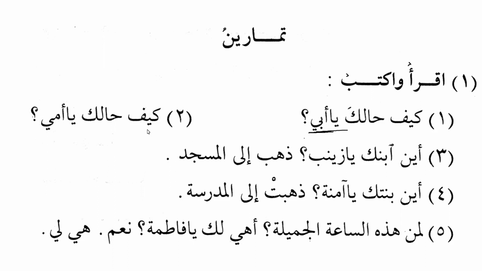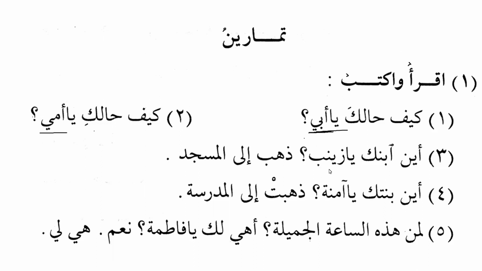And then we have kayfa halu. And now we see ummi, as we can see over here. So for the feminine, what do we say? We say kayfa haluki, right? Kayfa haluki ya ummi. So our focus in this lesson is basically on the attached pronouns, and we know that for the second person singular, for the masculine we use ka, and for the feminine we use ki, and that is for the singular.